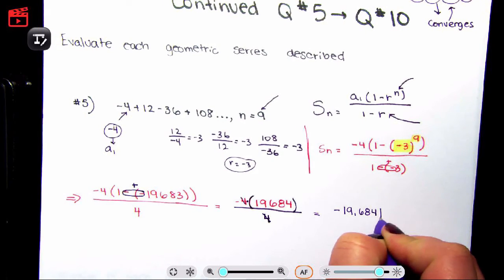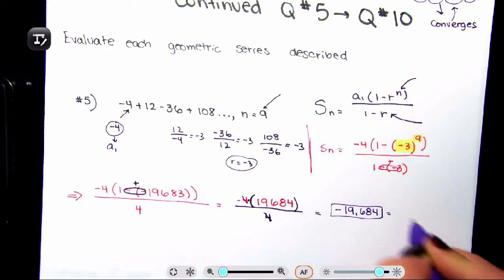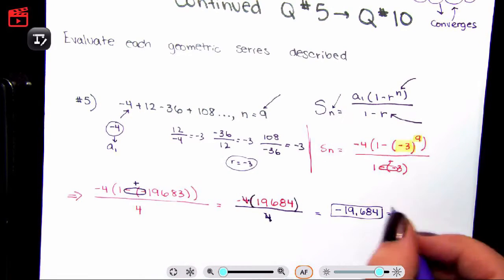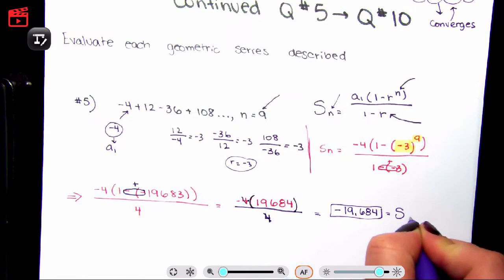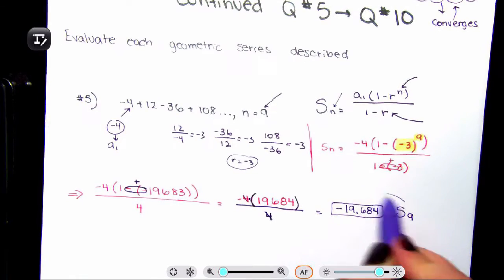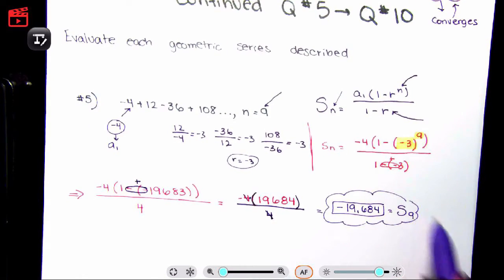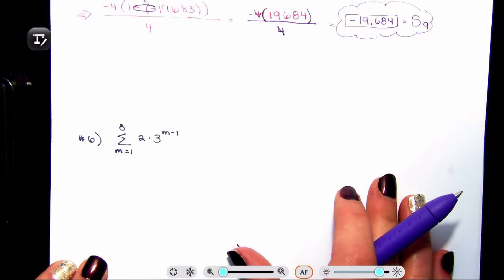-19,684. And you can write that as equal to S sub n, but we do know what that n is equal to, 9. So the summation of 9 terms is equal to -19,684. Let's move on.